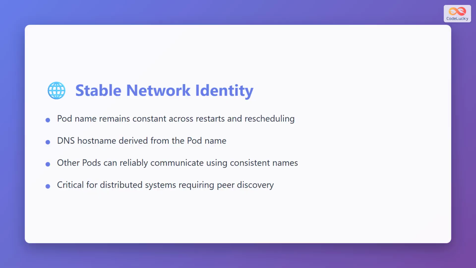The most important benefit of this naming convention is that it provides a stable network identity. The pod name remains constant across restarts and rescheduling events. Each pod's DNS hostname is derived directly from its pod name, which means other pods and services can reliably communicate with specific pods using these consistent names. This is absolutely critical for distributed systems that require peer discovery, such as database clusters, where nodes need to find and communicate with each other to replicate data and maintain consistency.